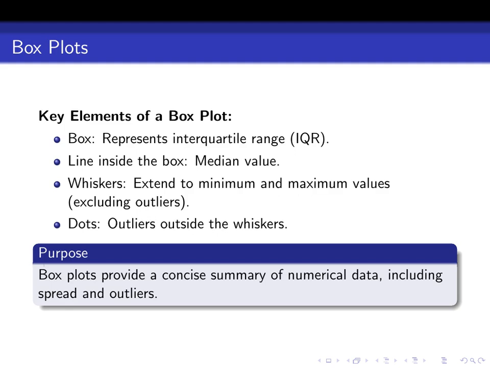They provide a concise visual representation of the spread and central tendency of a dataset. Key elements include the box, which represents the interquartile range, a line for the median, whiskers that extend to the minimum and maximum values, and points representing outliers. Box plots are especially valuable for spotting differences between groups or identifying unusual data points.